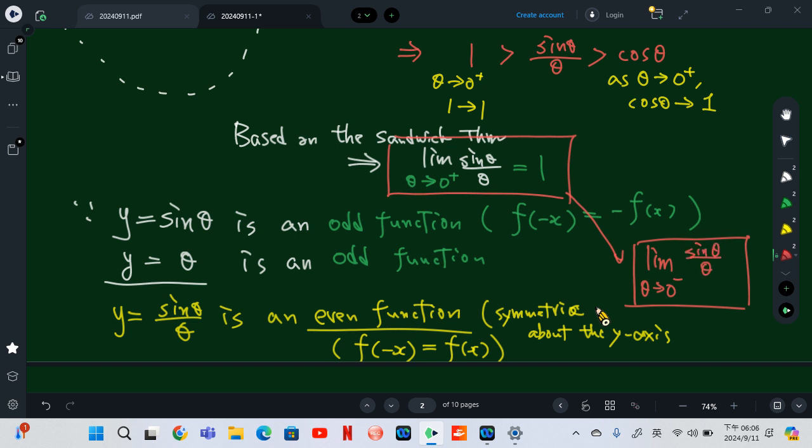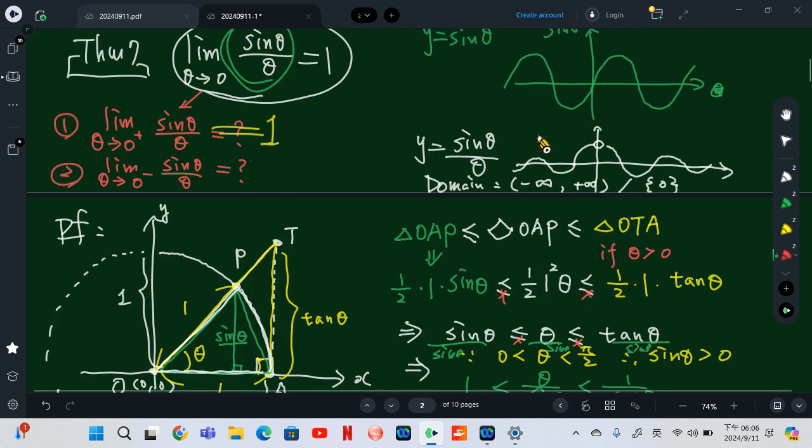Minus is also 1, because it's symmetric about the y-axis. So we have this one, we also have this one. Right now we already have this one. This is also 1. So 1 is equal to this one. So for both sides, we have the one-sided limits, and their limits are the same.